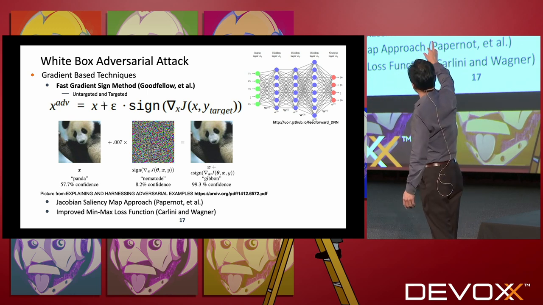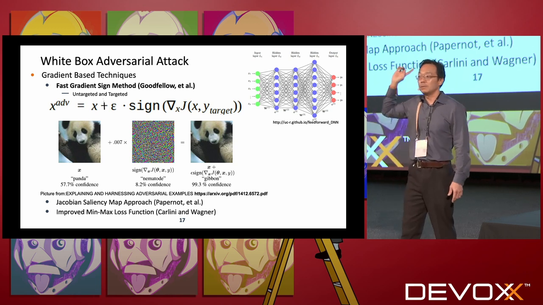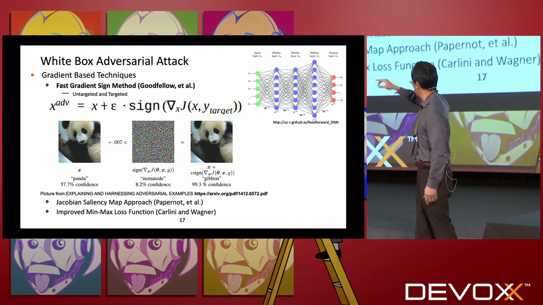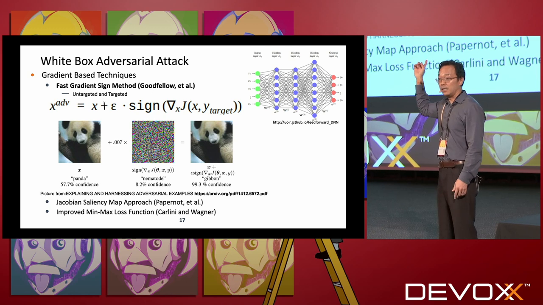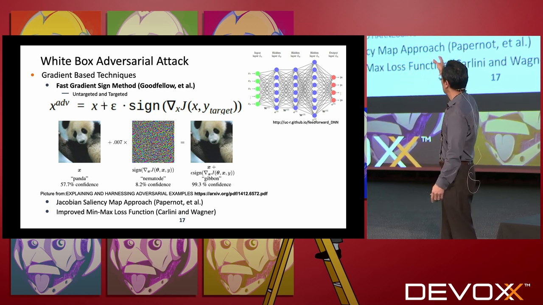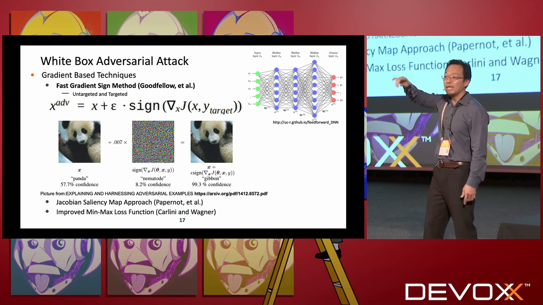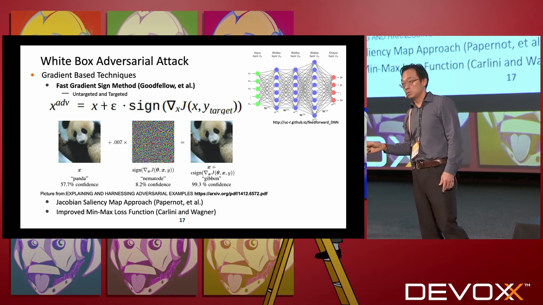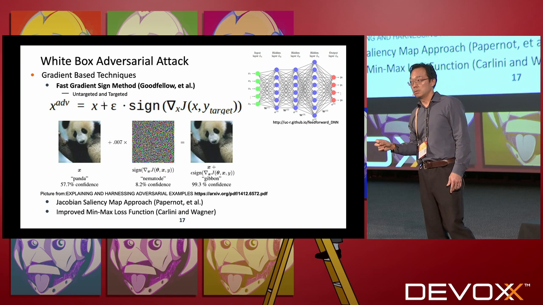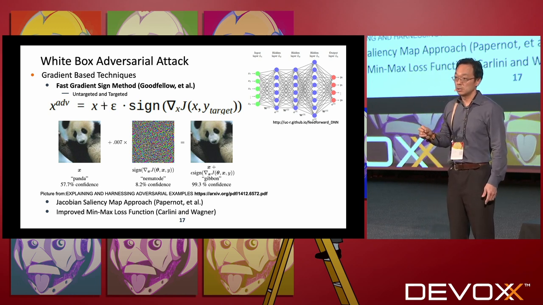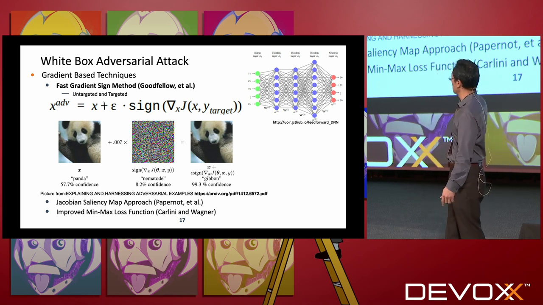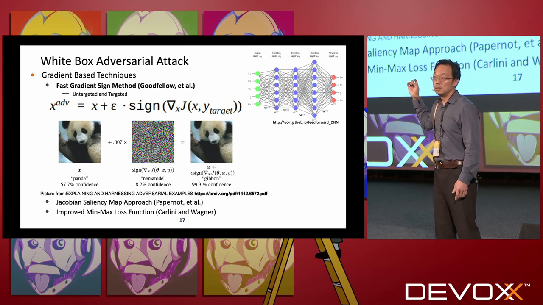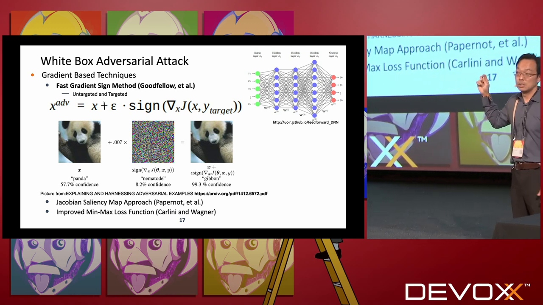Does everyone see that? I know that J is kind of confusing, but what that means is the loss of the function, and the subscript X means with respect to X. So here, we're just taking the sign of that gradient, and because it's in the positive direction, we're then multiplying that by epsilon and adding it to every single pixel. Okay? Anyone got any questions on this? So this is the fast gradient sign method. I explained it to you conceptually, but this is the formulaic representation of it. Any questions?